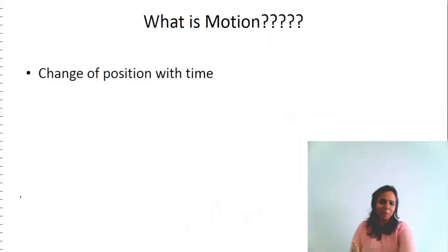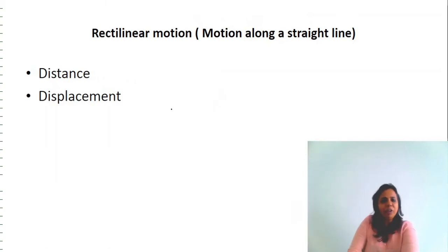Now, let's start our topic, and that is motion. What is motion? Motion is all about movement. If I'm here, but after some time I'm moving to another point, that is called motion, because change of position with time is called motion. Okay guys, if I talk about the types of motion, first I will take rectilinear motion. Rectilinear, what is this? This is motion along a straight line. If I'm moving along a straight line, that is called rectilinear motion.